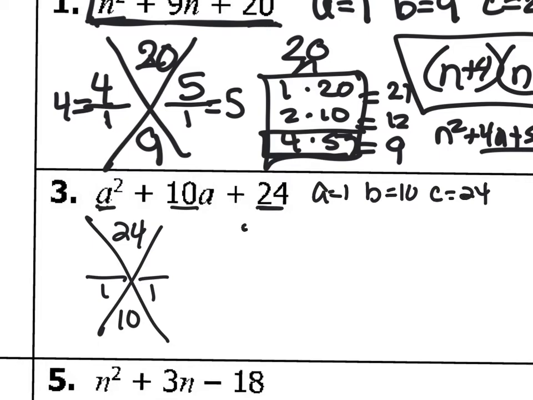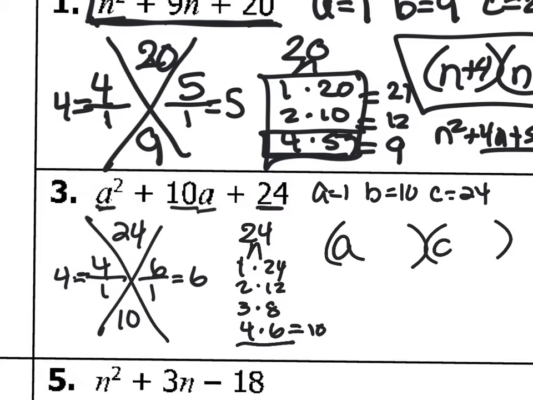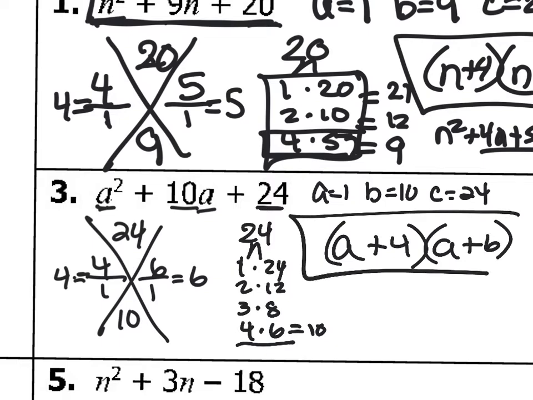All right, so factors of 24. So 1 and 24, 2 and 12, 3 and 8, 4 and 6, 5 won't go, 6, so that's all of them. Which of these equal 10? It would be 4 and 6, right? So 6 divided by 1 is 6, 4 divided by 1 is 4, and my variable is A. So put A's at the front, plus 4, plus 6. And that's your answer.